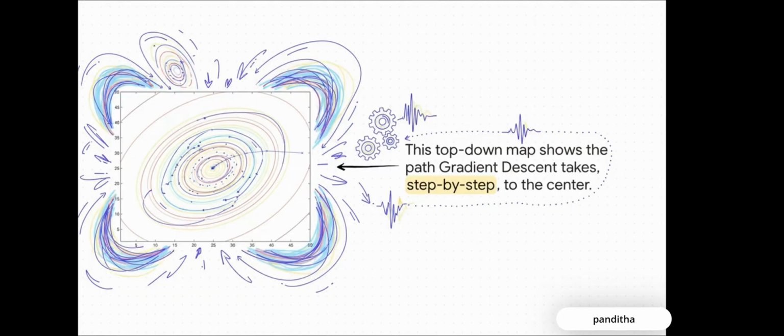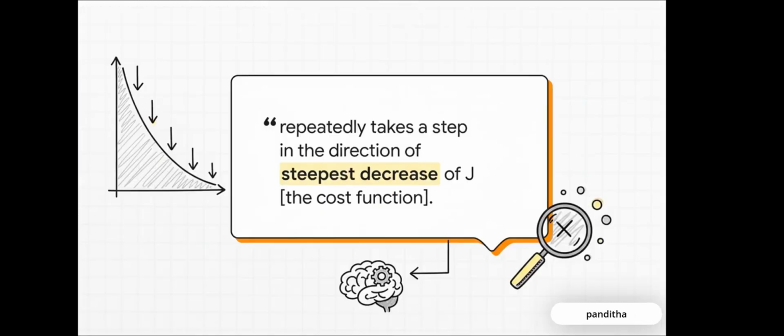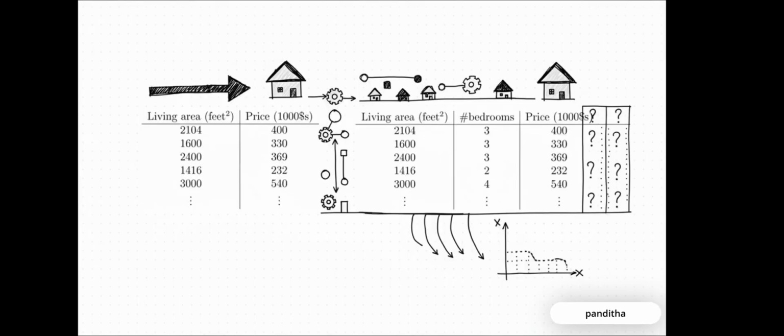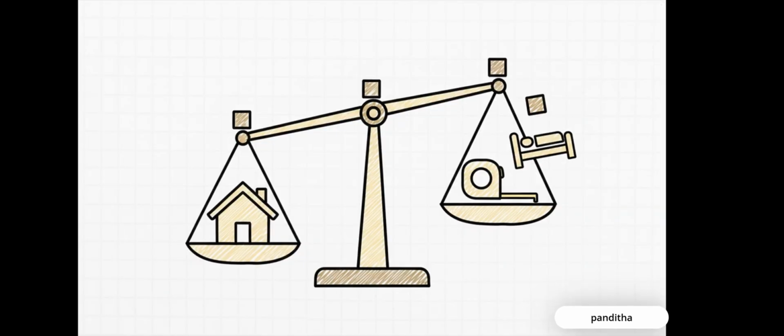And check this out. You can actually see the step-by-step path the algorithm takes to the center. Every single step has one simple rule. Go in the steepest downhill direction you can find. Okay, that works for just one variable. But what if we add more, like, say, the number of bedrooms? Our table just gets another column. Now we've got bedrooms as a second input feature. This means our formula gets a new weight. We need one for each feature to balance their importance.